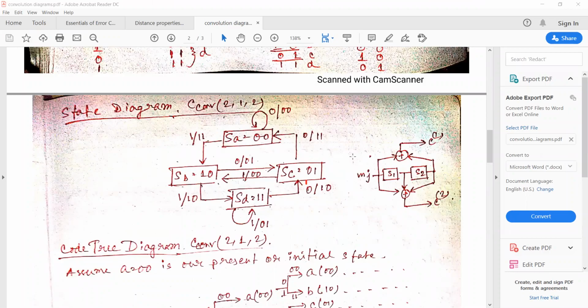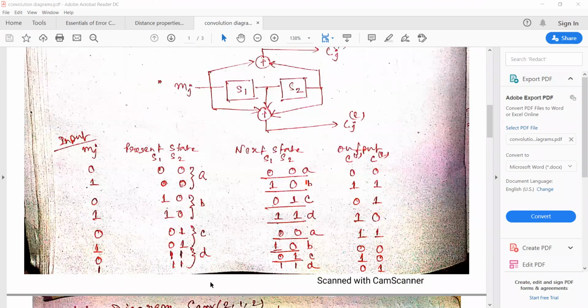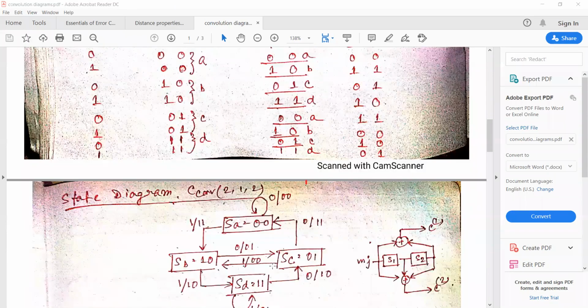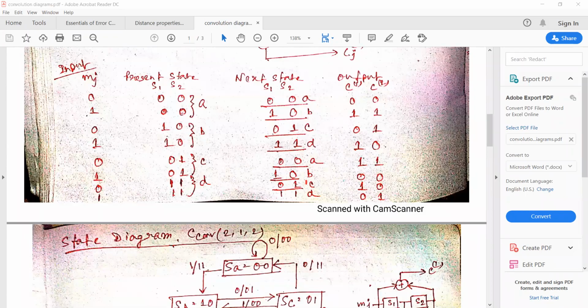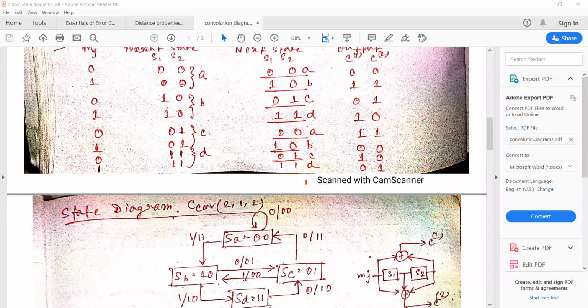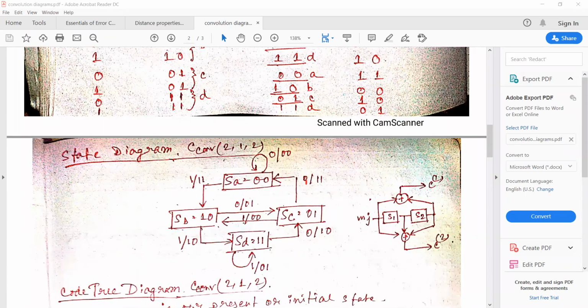This was the state diagram of cconf212. From this table, we have made this table, and this was the output and this was the input. Whatever transition has occurred, we have written that output and the corresponding input above the directional line. That means if there is any self loop, we have written the input and corresponding output.